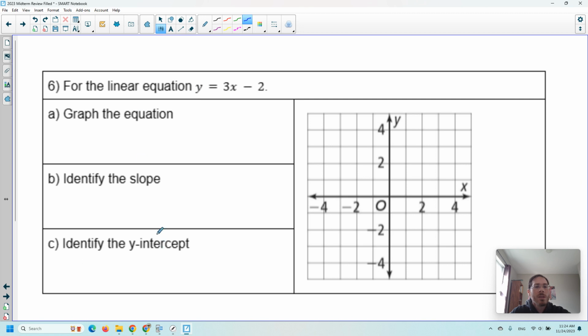So for Unit 2, this is nice because we got to do 3 different things. First thing we're going to do is graph it. So to graph it, we're going to look at the y-intercept. So we're going to start at negative 2.